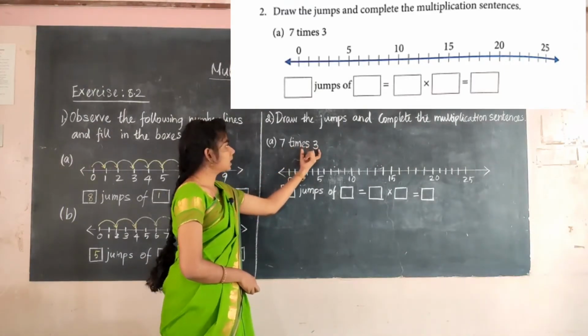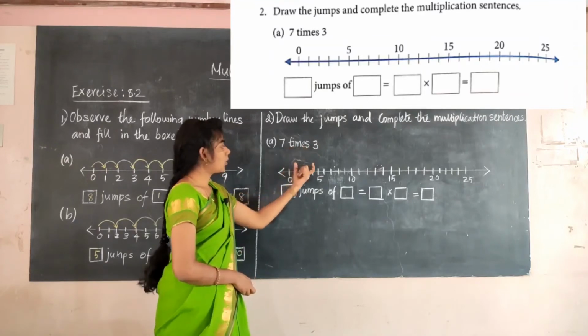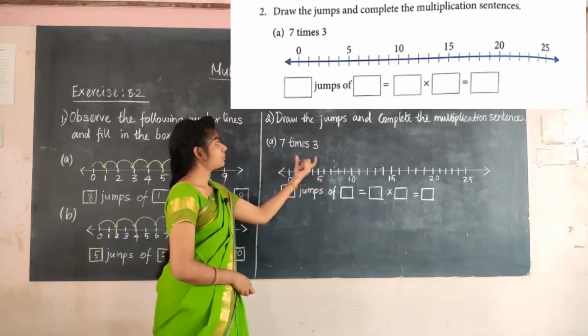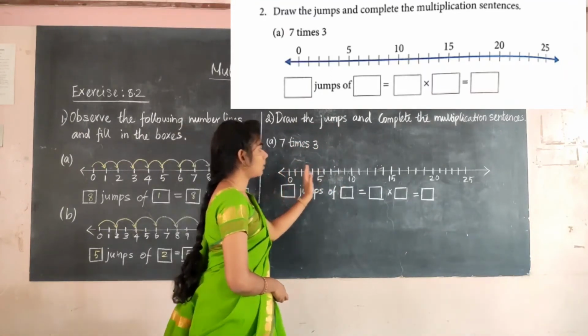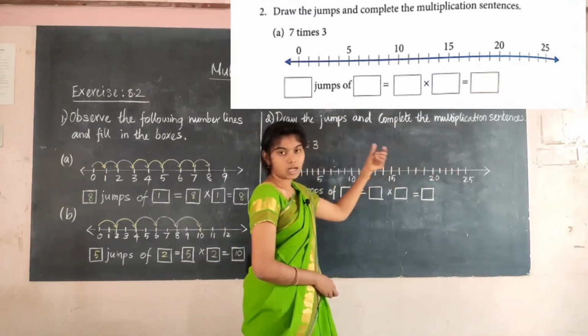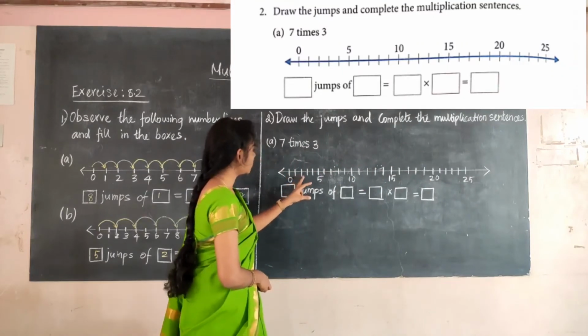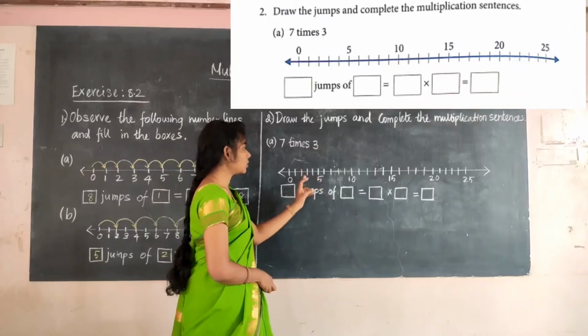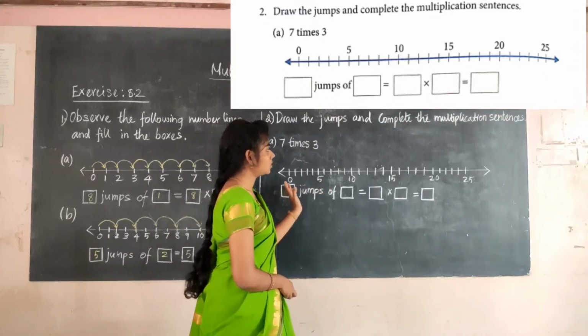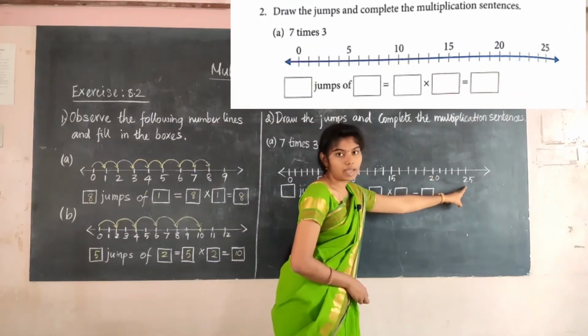Okay, 7 times 3 is given here. From this we are going to draw the number line, and draw the jumps on the number line. So this is a number line, we have to write like this, starting from 0, and I didn't mention 1, 2, 3, 4 here and all. Why I didn't fill them is there is no space to write so many numbers. Up to 25 I have written, right?